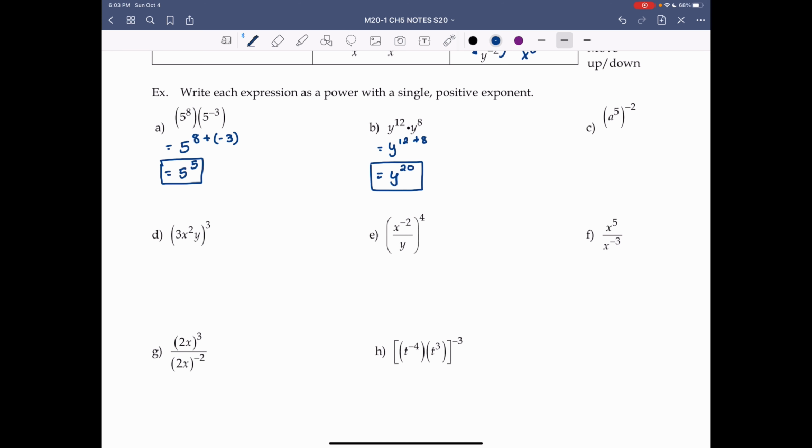So I'm going to do the power of a power law. A to the 5 times negative 2, which equals a to the negative 10. I still have a negative exponent, so I'm going to take care of that. I put a 1 under my variable, and then I move the a to the 10 to the bottom, and it becomes 1 over a to the power of 10.